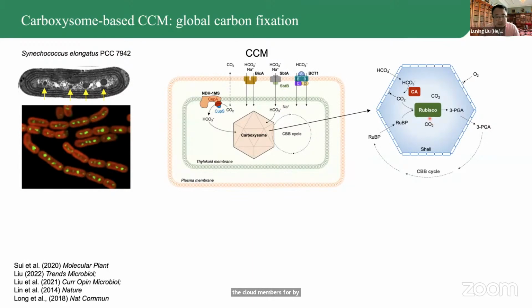So the carboxysome encapsulates Rubisco and carbonic anhydrase within a polyhedral protein shell. The shell is permeable to bicarbonate, so the bicarbonate can passively cross the shell to be accumulated inside, where in the carboxysome, the bicarbonate can be converted by the carbonic anhydrase into CO2. So in the local environment, there is a high concentration of CO2 around Rubisco, improving Rubisco activity.